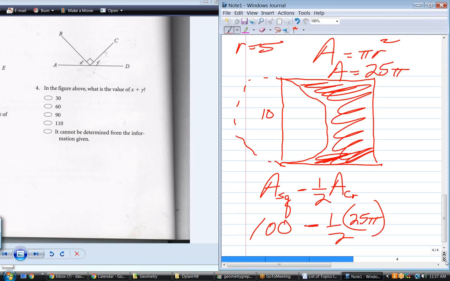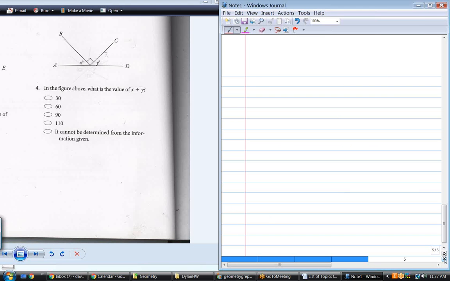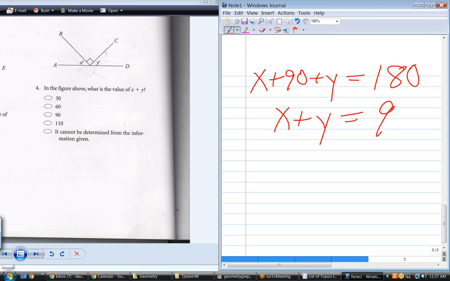Okay, and the middle line is how much? 90. So x plus 90 plus y has to equal 180. So x plus y equals 90. So 45 plus 45? No, they're not equal.